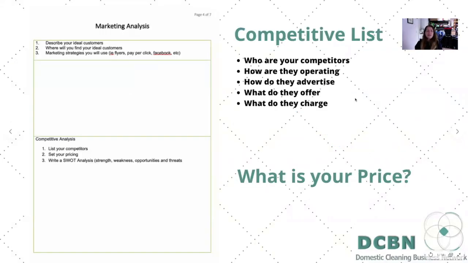Right, the next bit is the competitor list that you need to work on. I would suggest you sit down and make a list of, say, 10 competitors. Make a spreadsheet, and on that spreadsheet put their names, put the way they are operating, how you found them, how they are advertising. It's important to know because this is the way your clients will find them. What do they offer? Do they offer just one service, or do they offer 10 services? Do they do only domestics, or commercials, or carpets, or whatever?